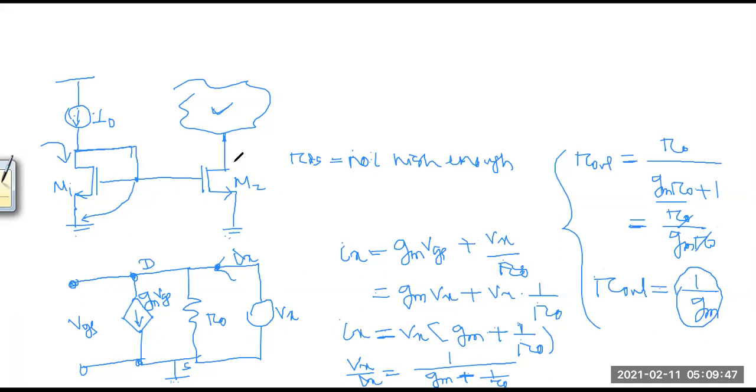And the output impedance is a very normal thing. Simply RDS will be there. When you calculate output impedance, VGS will be 0, so that current part will cancel. Whatever current flows goes through that R0, so that is your RDS. RDS is in the kilo ohm range, 25 to 50 kilo ohm.